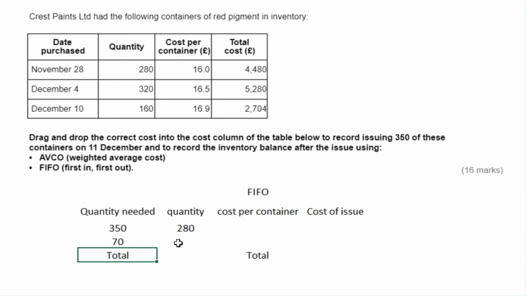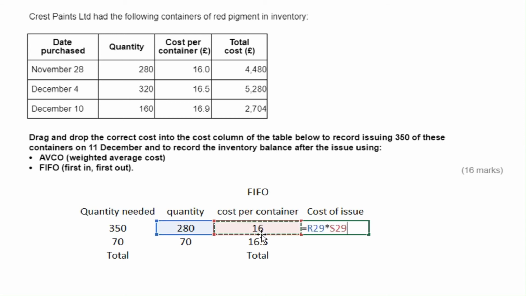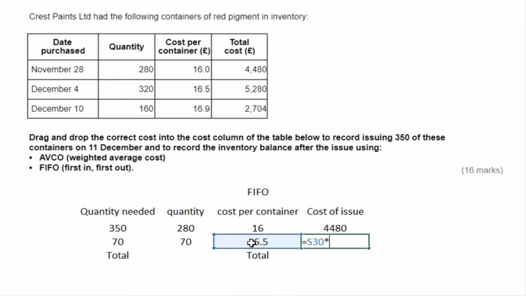Okay, so now we only need 70, and the next batch available after that is December the 4th, which is 320. So we can use up 70 of that. What we need to look at now is that from the first batch there was a cost of £16 per container, and for the second batch there is £16.50. Now all we need to do is times these together. So we do 280 times by 16, and we do 16.5 times by the 70.